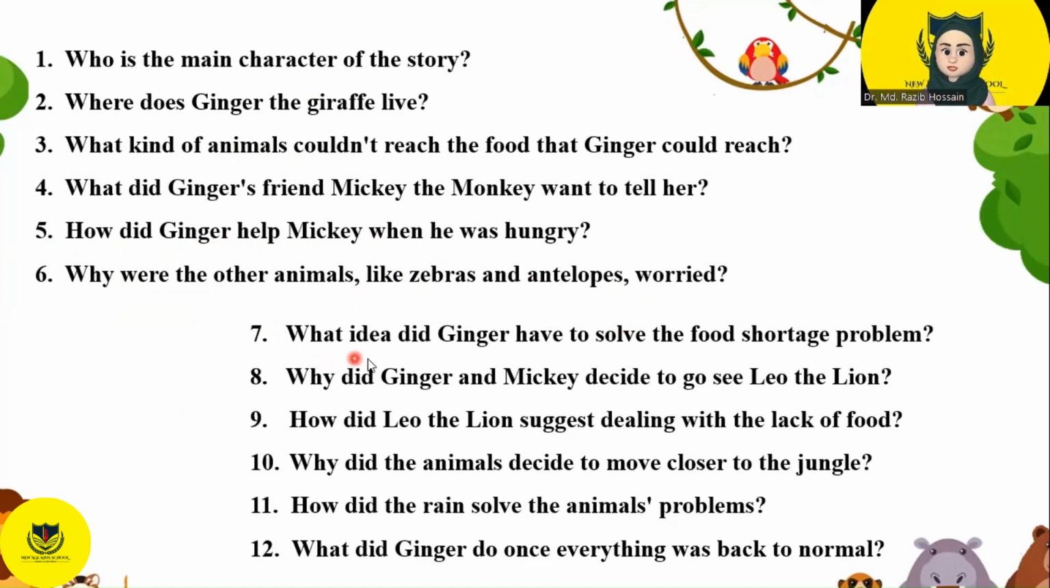Seventh question is, what idea did Ginger have to solve the food shortage problem?